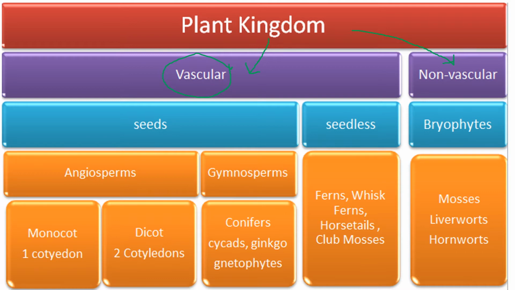From vascular, we further divide into those that reproduce using seeds and those that do not. That's the seedless group. Seedless doesn't really divide any further than that. You get ferns, whisk ferns, horsetails, and then club mosses are all examples of seedless vascular. Then those that do produce seeds get a little bit more particular. So, the two groups of seed-producing plants are angiosperms, which are those that reproduce using flowers.